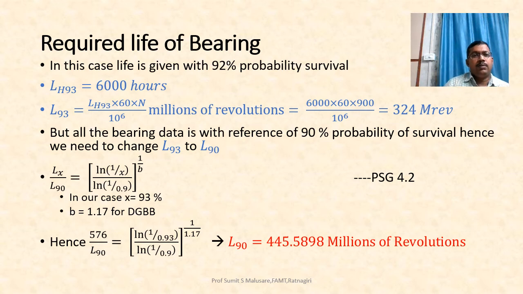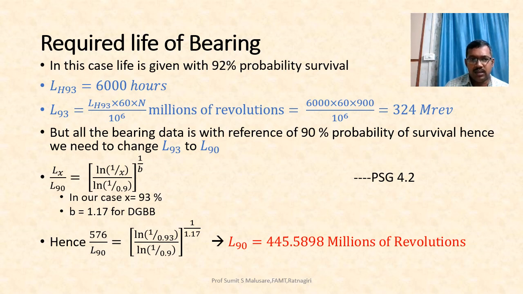Now required life of the bearing. In this case, life of the bearing is given at 93% probability of survival. So LH93 is equal to 6000 hours. Okay, that is given. So L93 is equal to LH93 into 60 into N divided by 10 to the power of 6. That comes out to be 324 millions of revolutions.